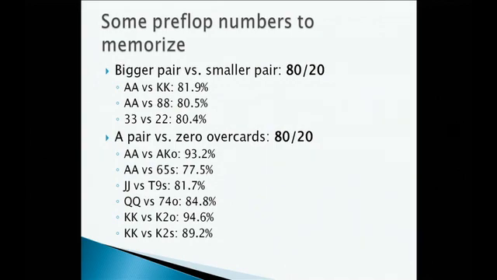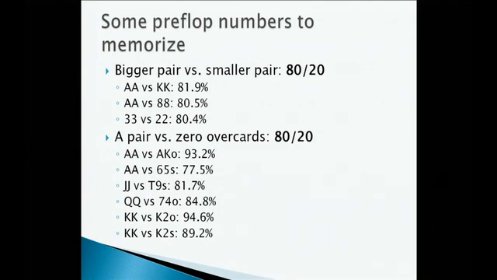So first of all, I wanted to run through some numbers. It's good to have a sense of these. You don't have to memorize all of these, but it's good to have a reasonable idea of equities of specific hands versus specific hands when you get it all in pre-flop. I classified this to make it roughly easier to memorize. The first example, which is the dream situation, is you have a bigger pair against a smaller pair, right?